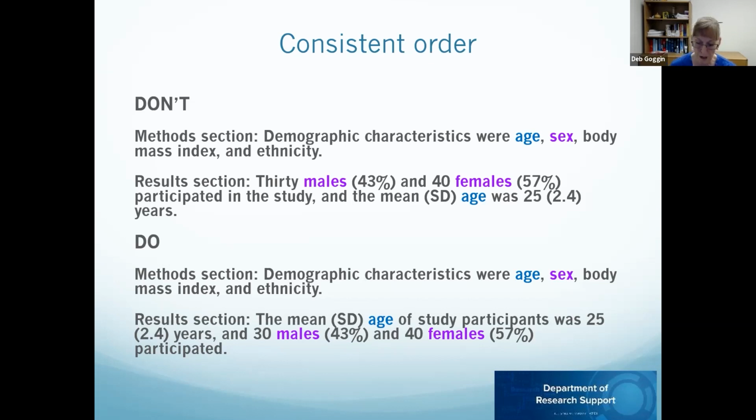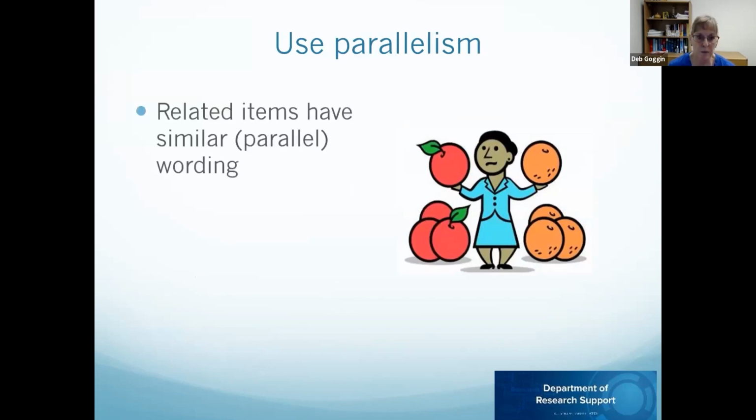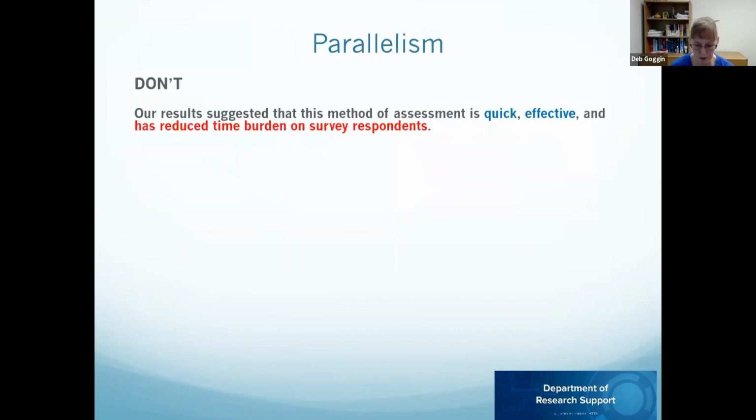So another aspect of readability is going to be parallelism. What do I mean by parallelism? Parallelism means related items have similar wording. So think of keeping your apples with your apples and your oranges with your oranges. There are two types of parallelism to consider as you review: grammatical parallelism and parallelism of data reporting. So let's look at some examples.